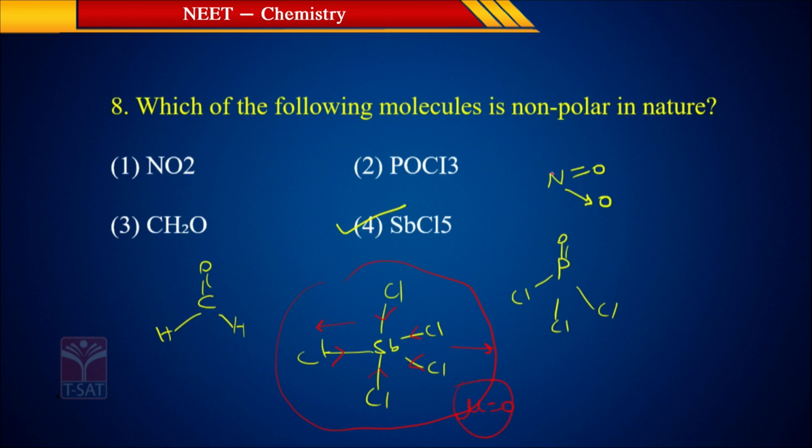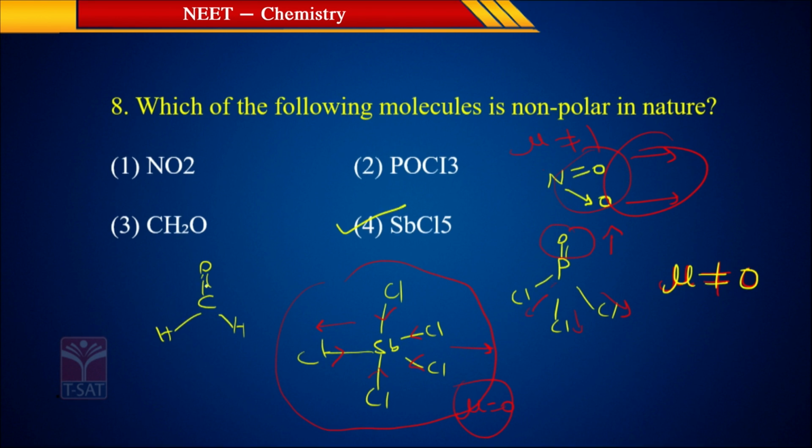But coming to this one, its net vector moment is in this direction, both are going in the same direction. So the net vector moment is not equal to 0, and the dipole moment is also not equal to 0. Here POCl3 is also the same: this is in this direction, and this will be in the opposite, but they are different atoms. The net vector moment is not equal to 0, and the dipole moment is also not equal to 0.